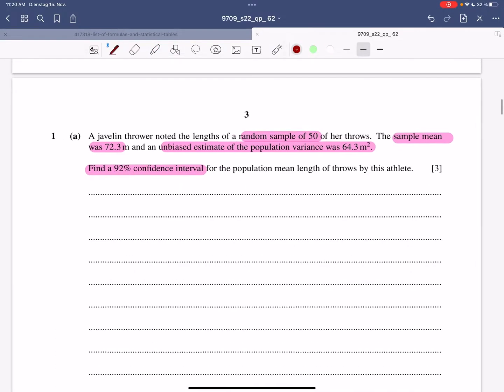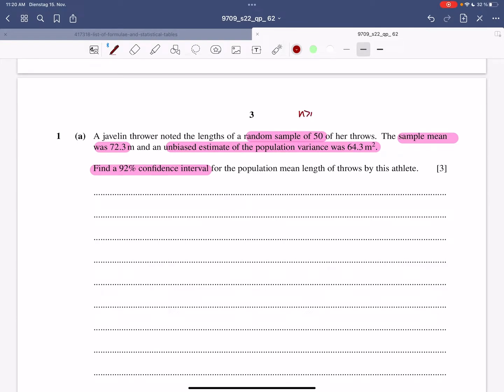Okay, so as you can see here, the n is 50, which is more than 30. So although the population distribution is unknown and not stated here, we can assume that the sample distribution is approximately normal since it obeys the central limit theorem. So we can write it as x bar is approximately normal with mu 72.3 and the variance is 64.3, and don't forget to divide by the n, which is 50.